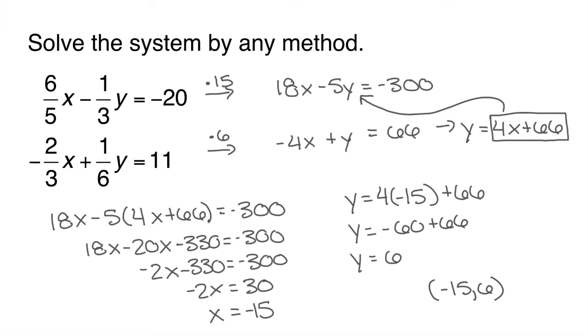By substituting negative 15 for x and 6 for y into both of the original equations, we find that this solution does satisfy both equations, and so our solution set is the set containing negative 15, 6.